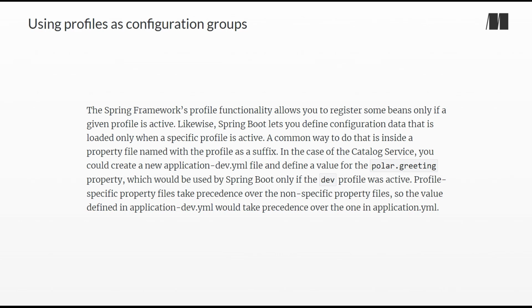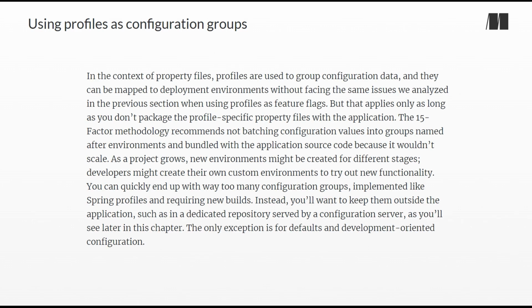Profile-specific property files take precedence over the non-specific property files, so the value defined in application-dev.yml would take precedence over the one in application.yml. In the context of property files, profiles are used to group configuration data, and they can be mapped to deployment environments without facing the same issues we analyzed in the previous section when using profiles as feature flags. But that applies only as long as you don't package the profile-specific property files with the application.